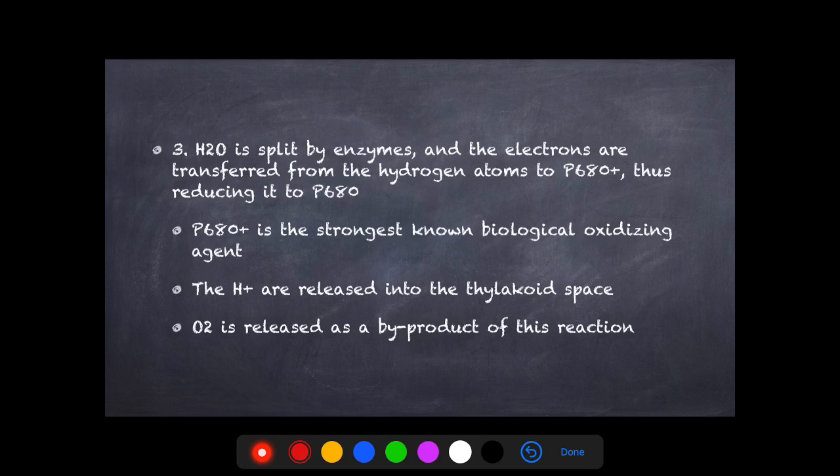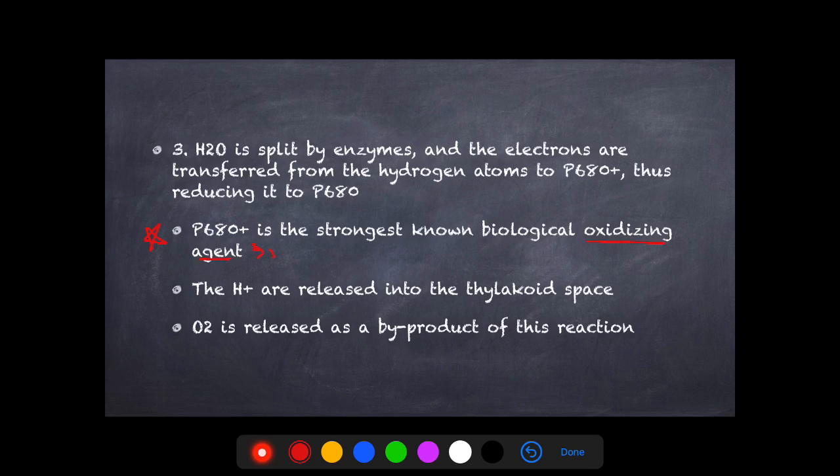The third step is you are going to have a water molecule that's going to be split by enzymes, and the electrons that are transferred from the hydrogen atoms of the water are going to be moved to the P680 plus. Therefore, that is how P680 gets reduced, okay? So electrons from the water molecules split the photons and excite the electrons, therefore reducing P680 plus to P680.